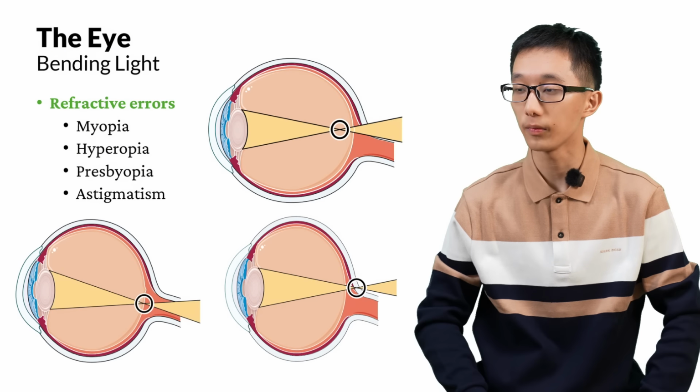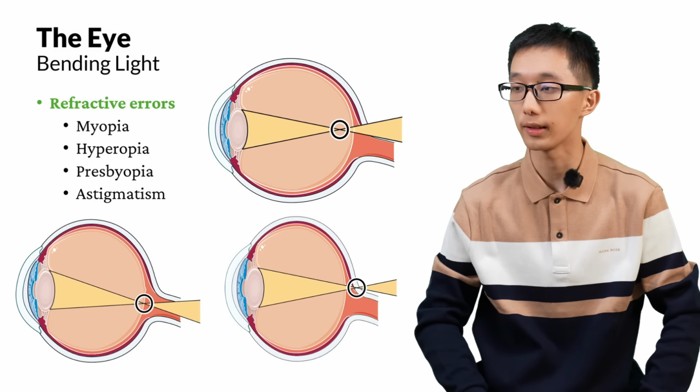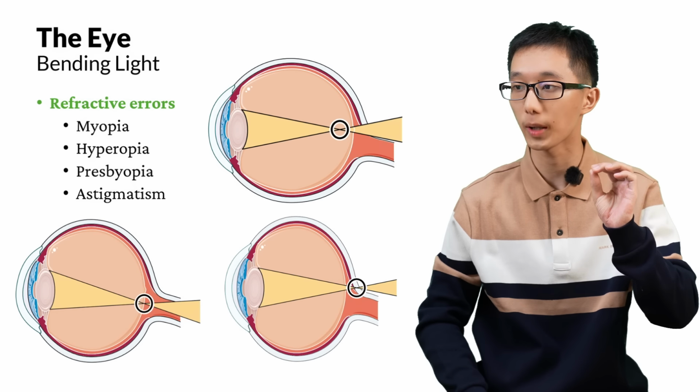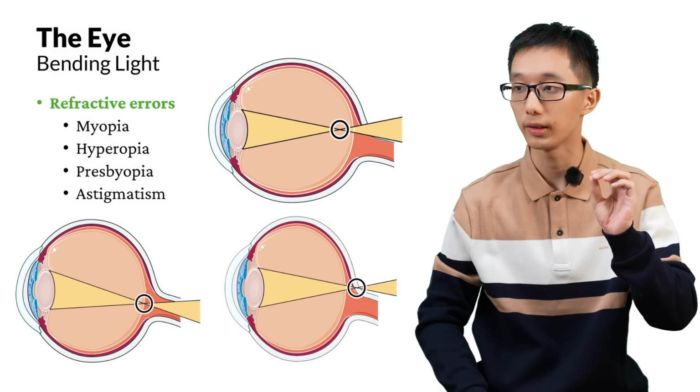And astigmatism is a case where we are not able to focus the light on the center of our retina. We will talk about it in the next part of this episode. This place is called the fovea. We cannot focus the thing exactly on the fovea.